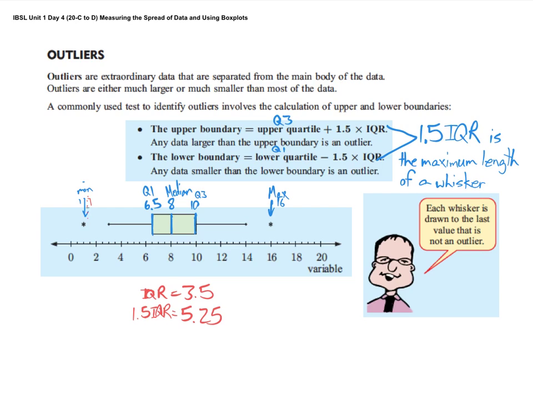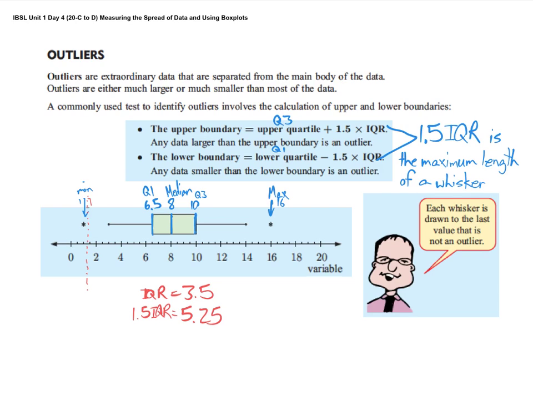So 1.25 is right here. Sometimes I'll write a little dotted line there, just so I'm sure. Okay? Now, notice our min was below that, so we put a little star, or you could put an X. It doesn't matter as long as you just indicate that as an outlier.